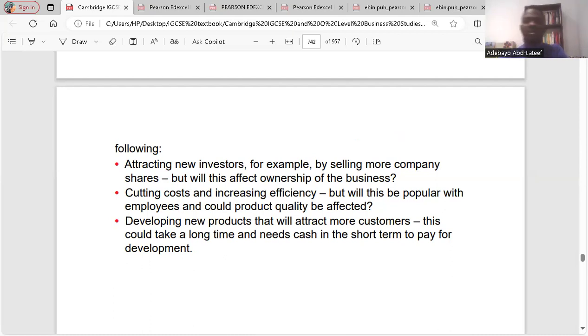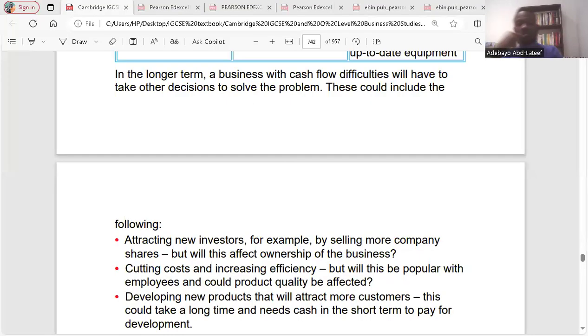If you are thinking about employees, in the long term, a business with cash flow difficulties will have to take other decisions to solve the problem.